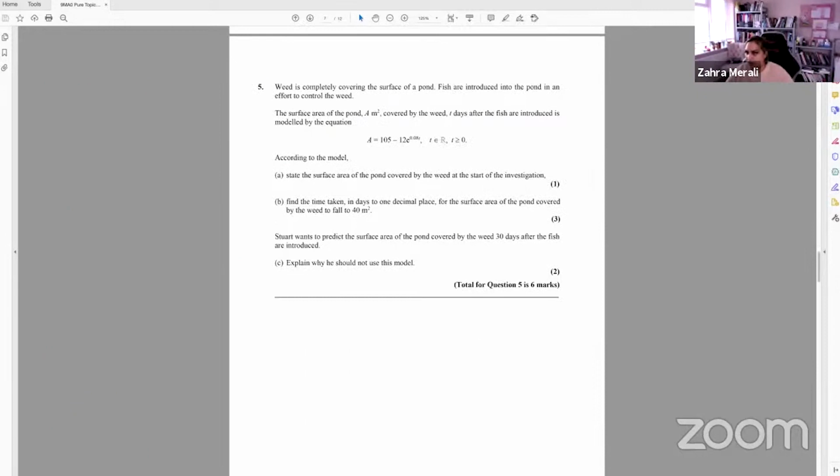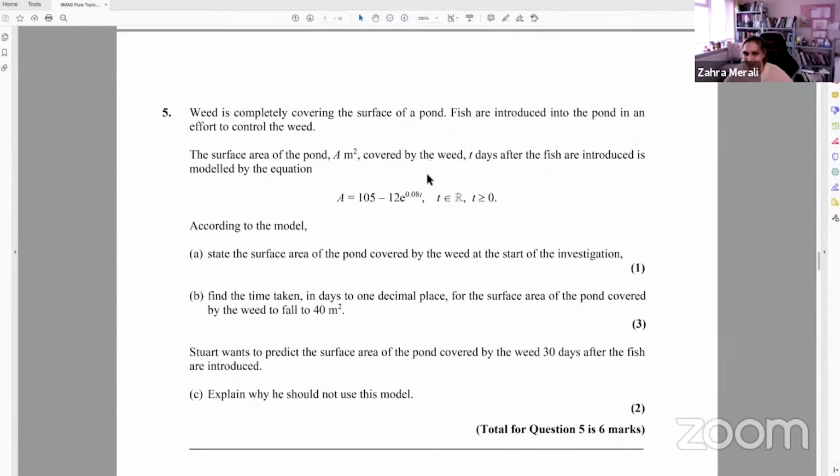All right, so weed is completely covering the surface of the pond. Apologies, I just got distracted by the postman leaving something and trying to tell him not to, that was the strange look on my face. That was me looking out my window telling him not to ring the doorbell. I think he got a message.